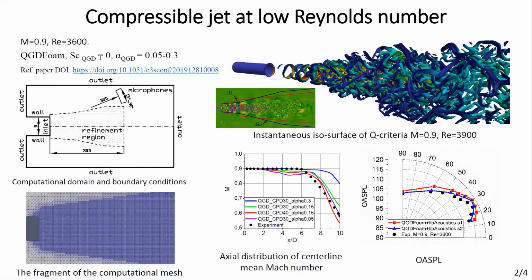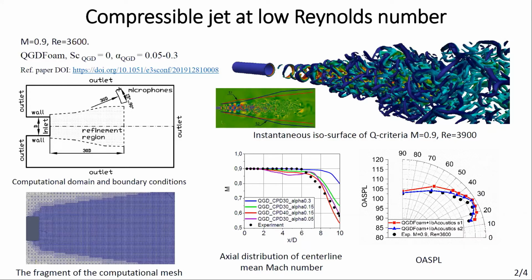The Schmidt number was equal to 0 in all the internal field, and for alphaQGD we investigated the field in the range from 0.05 to 0.3. The reference paper is available at this link.